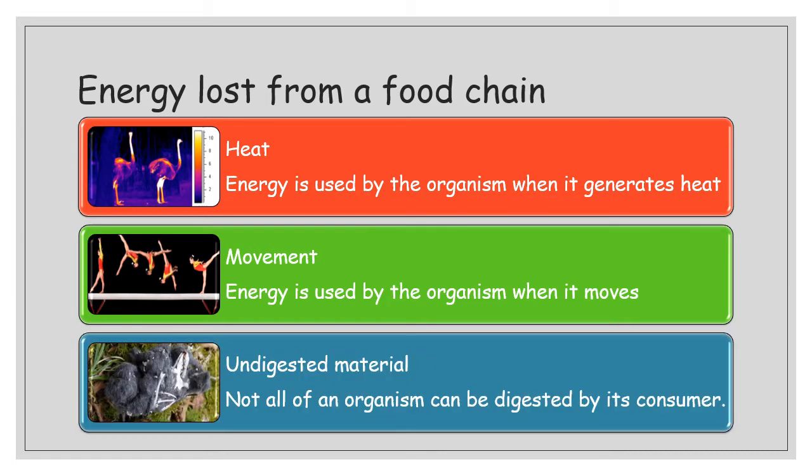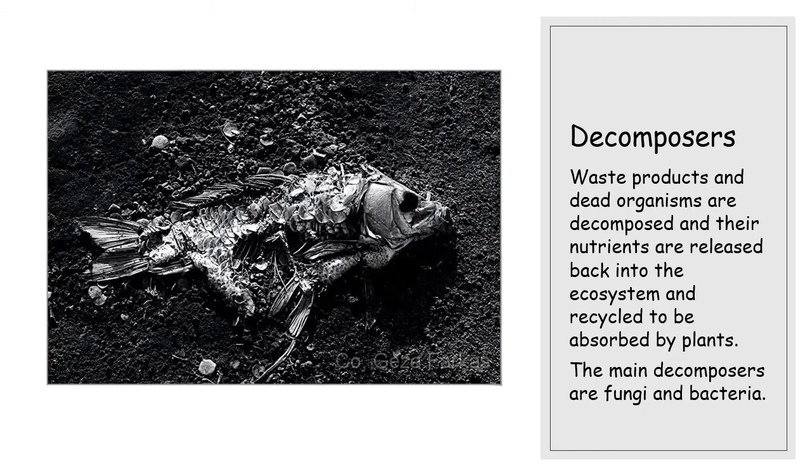And again, this is an example of an owl pellet where it clearly contains some material from what it's eaten that's not been digested. So the energy in there has not gone into the owl, it's ended up in its waste material. Although that undigested material and the other waste products will be lost to that food chain, it's not completely lost to the ecosystem. So waste products in dead organisms are decomposed. Their nutrients and their energy are then released back into the environment, into the ecosystem, and can be recycled and absorbed by plants. The main organisms involved in decomposition are fungi and bacteria.